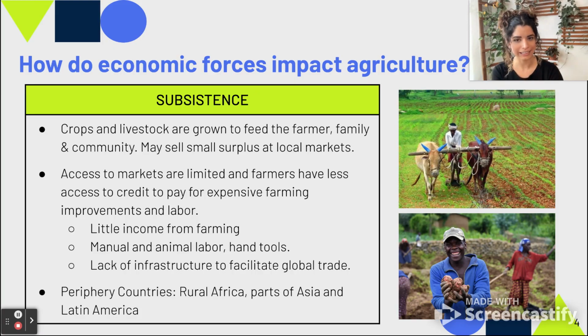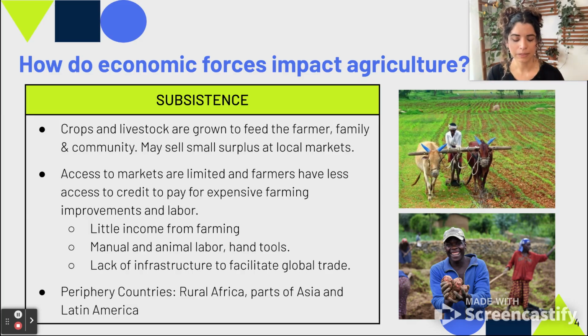So first we have subsistence agriculture. This is definitely a must know for you guys. As soon as you hear subsistence, boom, you need to imagine a family growing their own food. Okay, so these are crops and livestock that are grown to feed the farmer and the farmer's family, sometimes the surrounding community, but it's mostly for personal consumption. If there's any surplus, then maybe they'll trade with neighbors or sell at local markets. But this is very small scale farming.